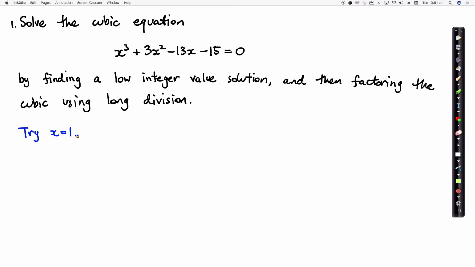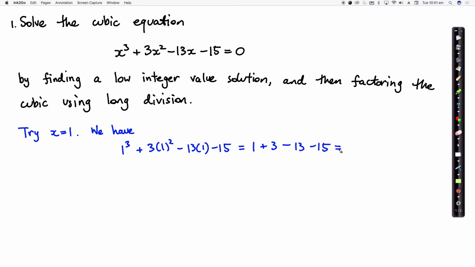So what does this mean? Remember, a solution is a number you put in for x to see if the equation holds. So we're going to substitute x equals 1 into the left-hand side and see if we get 0. If we don't, it's not a solution. Okay, so let's substitute x equals 1 into the left-hand side of this cubic. So we get 1 cubed plus 3 lots of 1 squared minus 13 lots of 1 minus 15. Right, we need to work this out. So we get 1 plus 3 lots of 1 squared is 1, minus 13 times 1, 13, minus 15.